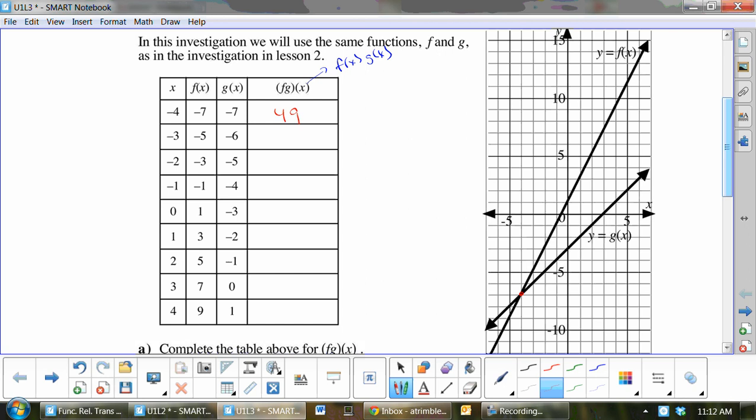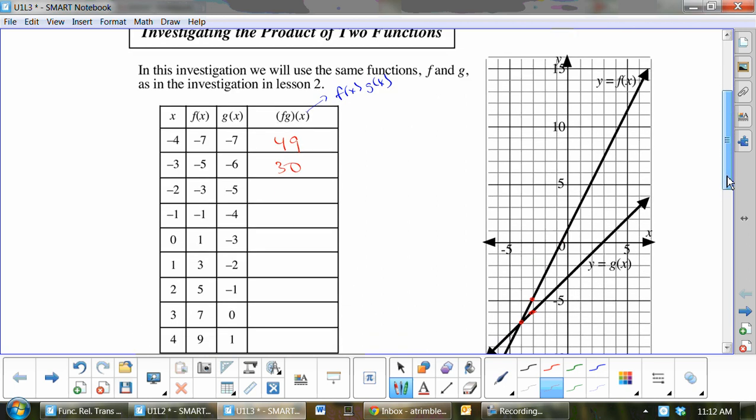49, right? Now, unfortunately, -4, 49 is not on this graph. It's way, way, way up there. So we can't plot that point. Now, at -3, F of X is -5. You can even check it out, right? Here I am at -5. That's F of X. And G of X is at -6, right? So F times G of X would be 30. And I can't even really plot 30 on there yet.